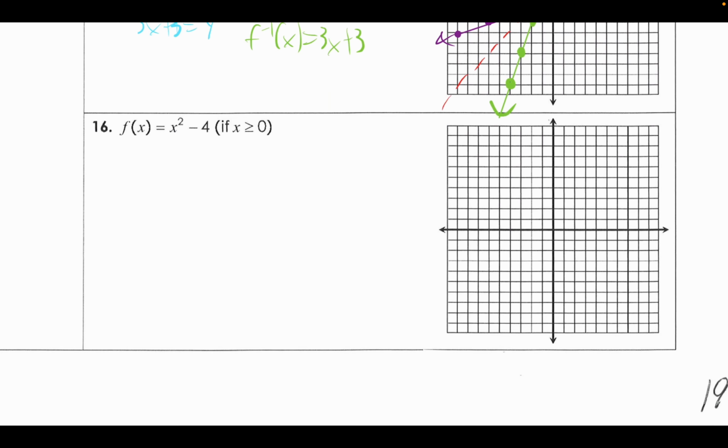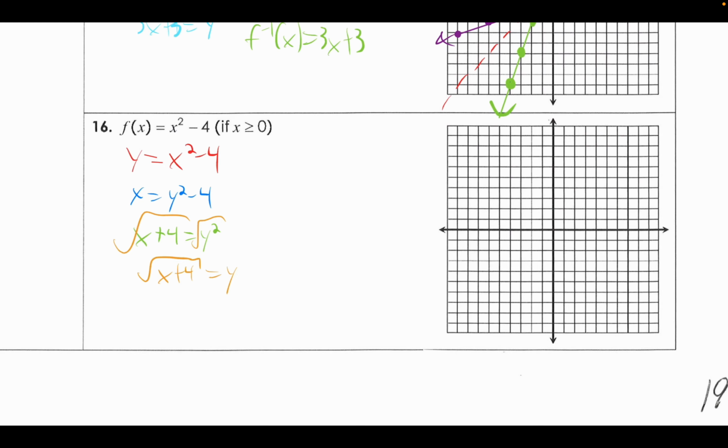Last but not least, on to number 16, x squared minus 4 restricted to when x is greater than or equal to 0, so we're only graphing it in this portion of the graph. Y equals x squared minus 4, swap y and x, add 4, square root both sides, and we're also going to restrict this to only the positive versions of x and only the positive side of this axis, which is the reason we're doing that, to only be on this positive side.